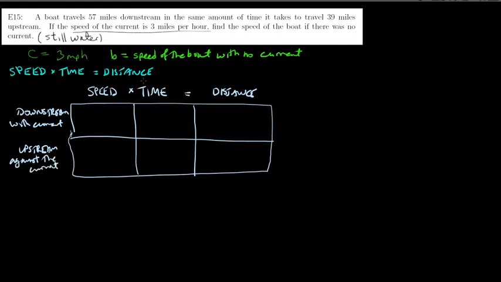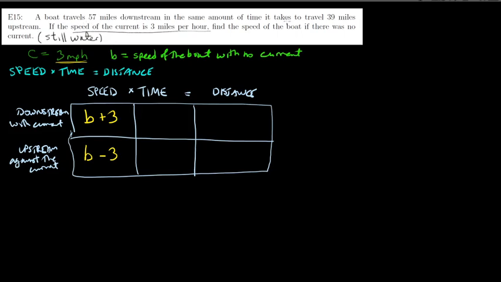Now what's the speed of the boat going downstream? Well, if there's no current, the speed of the boat is just B. The current is pushing it faster by 3 miles per hour. So it's going 3 miles per hour faster than the boat ordinarily would be going on a lake with no current. Make sense? So just reverse it. If you're going upstream, you're going slower. You take the speed of the boat and then subtract the speed of the current, which in this case is still 3.